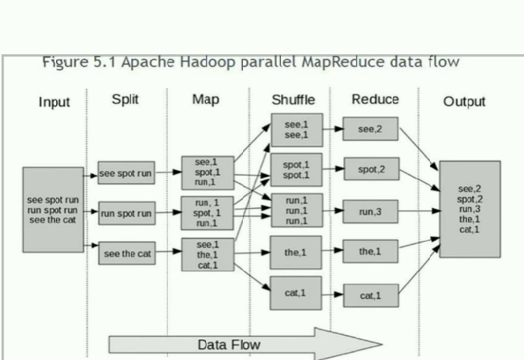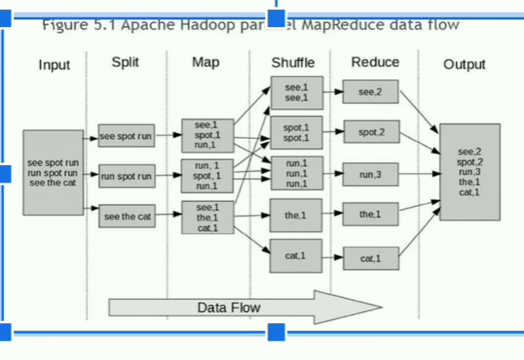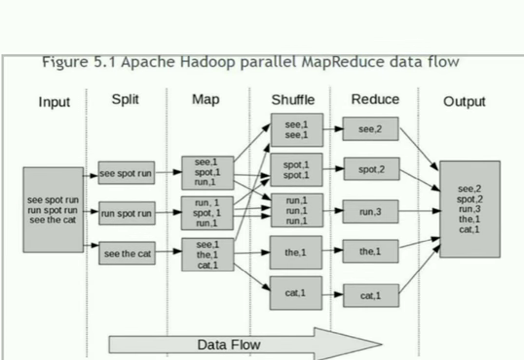See spot run, run spot run, see the cat. That means these 3 lines will be executing parallelly in the map stage here. The user provides a specific mapping process. So if you write your own application, you can specify your own mapping process here. MapReduce will try to execute the mapper on the machines where the block resides.